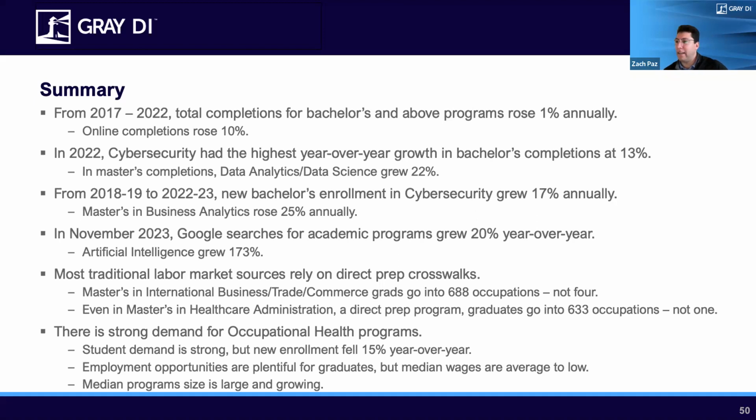And then we looked at the occupational therapy program, and we saw that it's a strong demand program. We're not as sure about what's going on from the growth rates. We saw a 15% decline in new student enrollment, but the other two indicators were growing. So I'd just keep a watch out for that. Employment opportunities were strong, but the median wages were about average. But one good note about this is it's a large program opportunity, and that program size is growing, telling us that there's still opportunity in this program. It's not saturated because that median program size is growing.